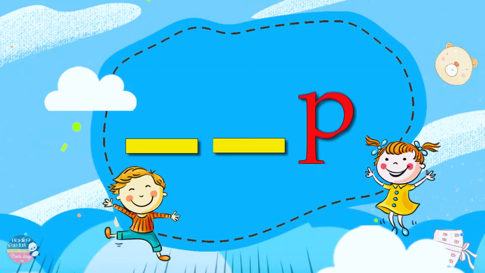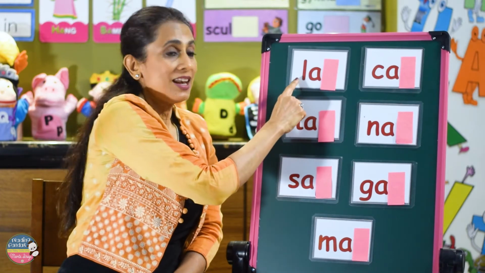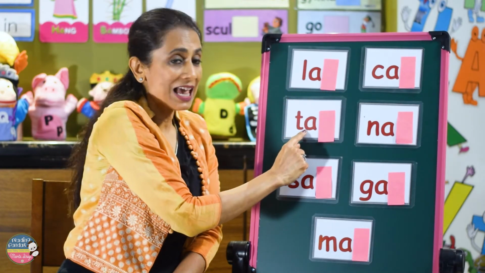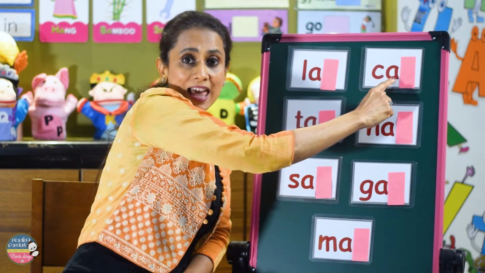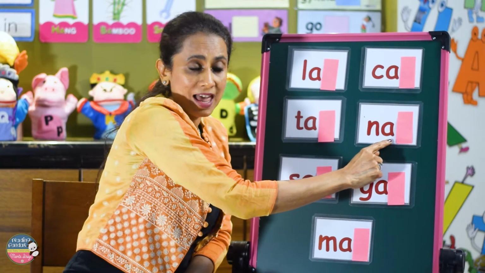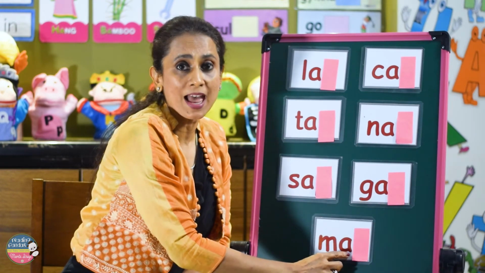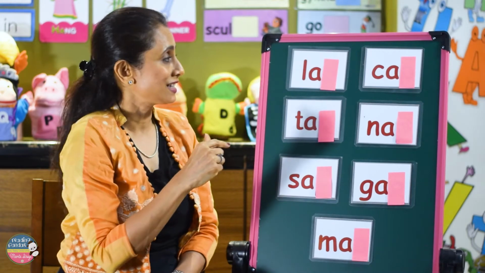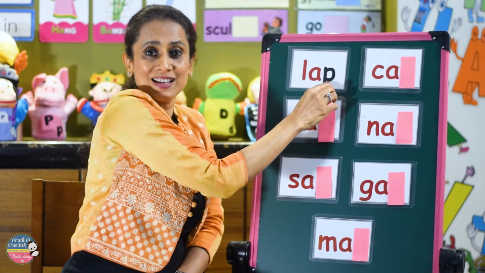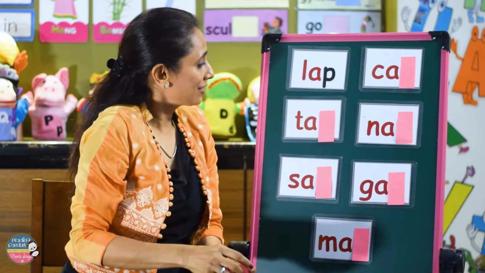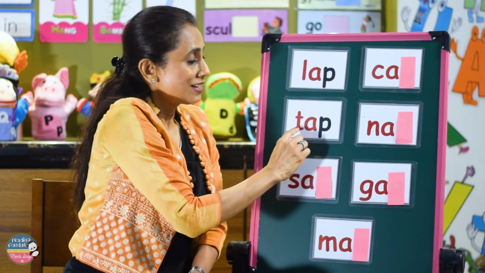Now let's continue. So now let's revise the blending one more time. La, ta, sa, ka, na, ga, and then the last one is ma. And now let's see what's the last sound. La, p, lap. Ta, p, tap.